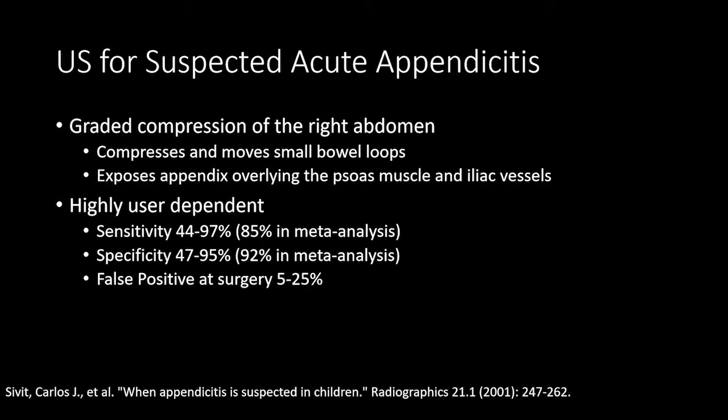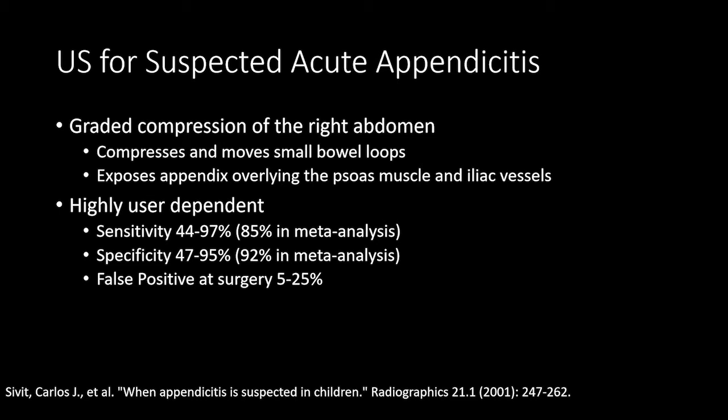So why and how do we do ultrasound for suspected acute appendicitis? Well, first of all, we have to use a very specific technique when we are trying to find the appendix with ultrasound. The appendix's location is variable. It tends to arise 1 to 2 centimeters below the ileocecal valve on the cecum, but it can be retrocecal. It can be obscured by overlying loops of colon or small bowel.